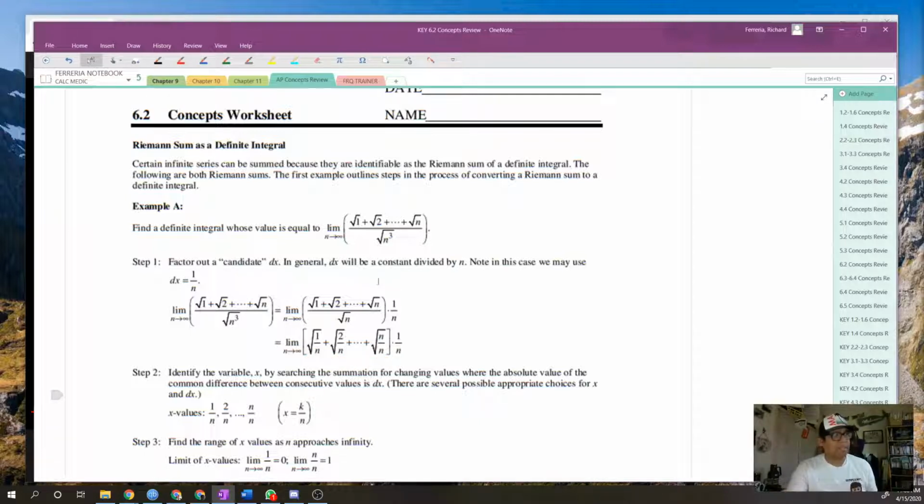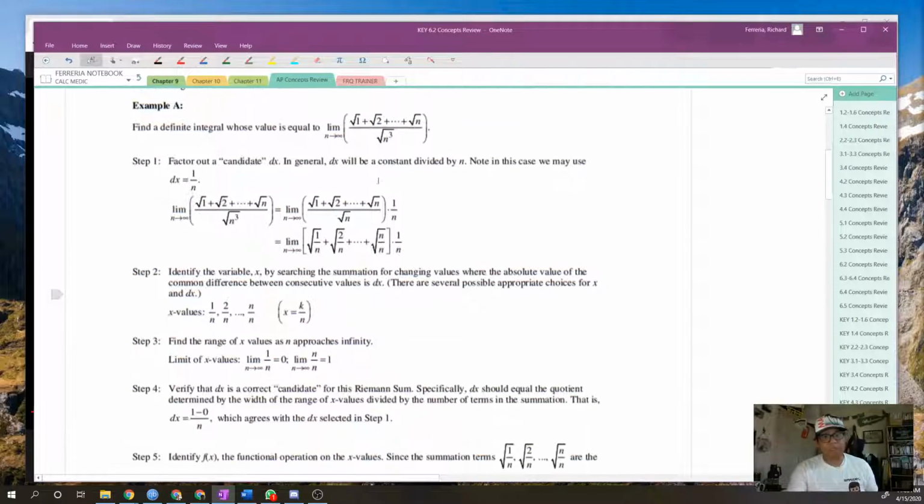The next part, what they're calling step 2, is to identify the x values, and the x values are the things that are changing in here. So that's 1 over n, 2 over n. You notice you have them here, 1 over n, 2 over n, all the way to n over n, which means that your x is some k value over n, k being the variable that changes as an index. So 1, 2, 3, 4, 5.